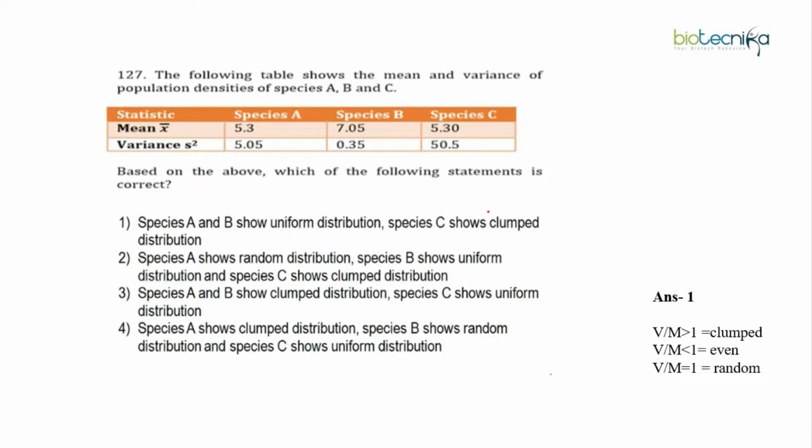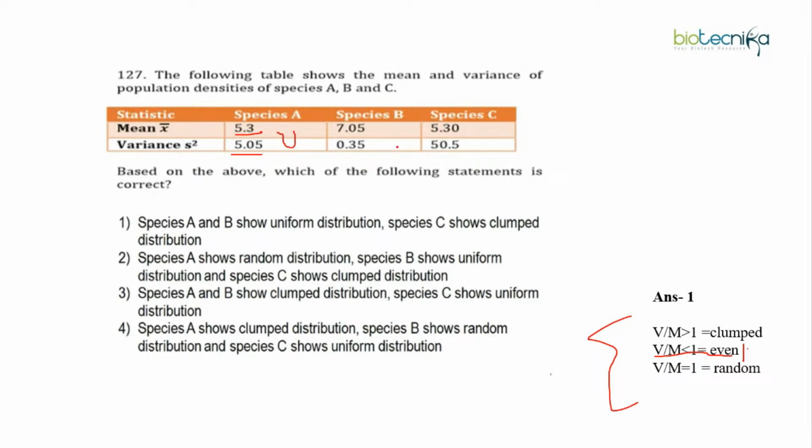How do you do it? Just remember these formulas. Variance by mean. So variance 5.05 divided by mean 5.3, if you do. If you see the value, whether it is coming more than 1, less than 1, or equal to 1, then you draw a conclusion. So in this case, you have 5.05 divided by 5.3, you get 0.9, right? So 0.9 is less than 1. That means it is even or uniform distribution. So this is showing you uniform distribution.